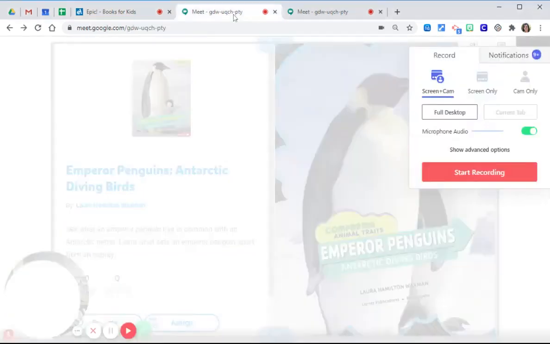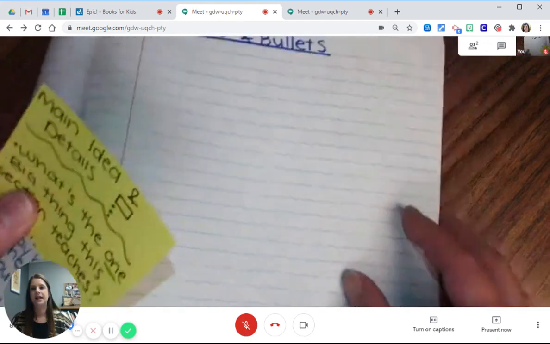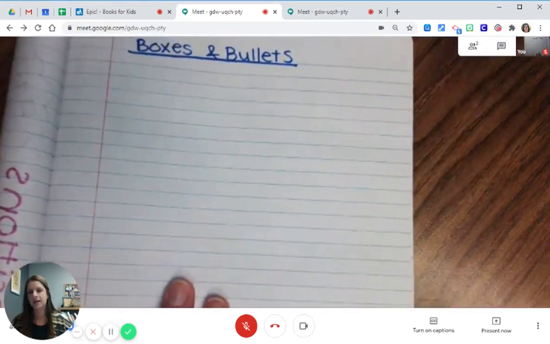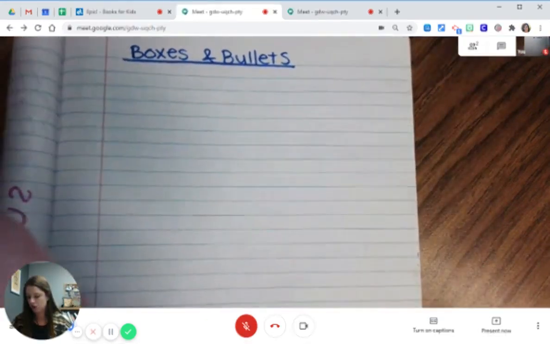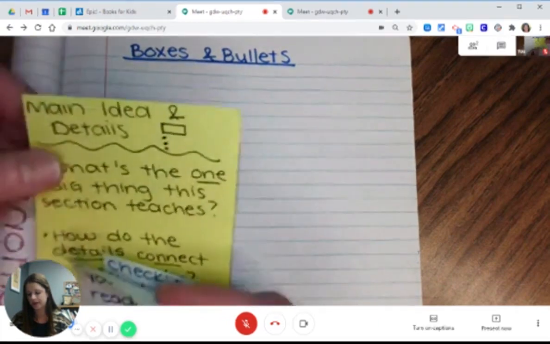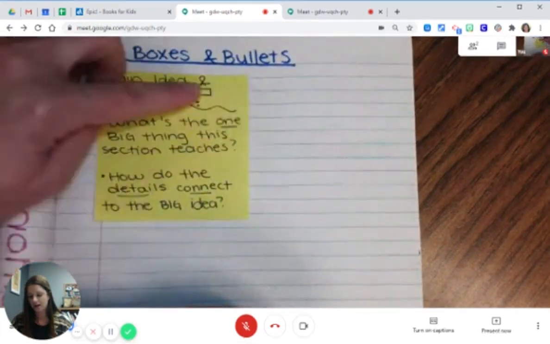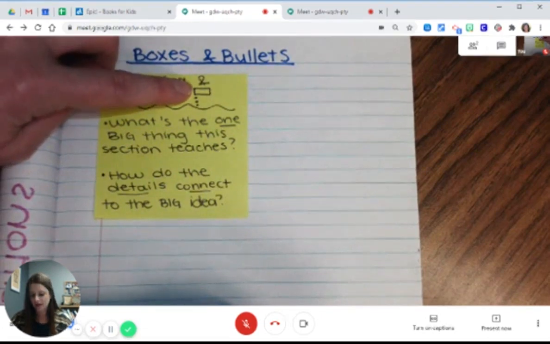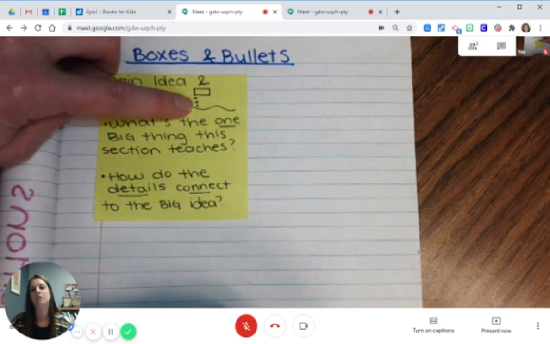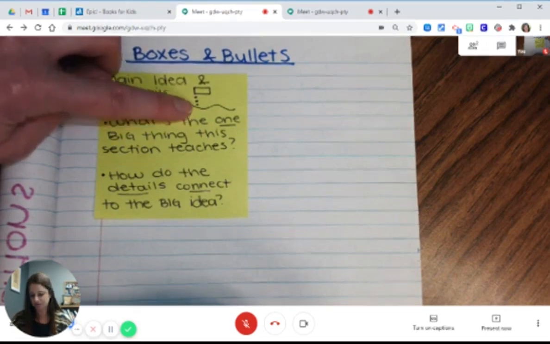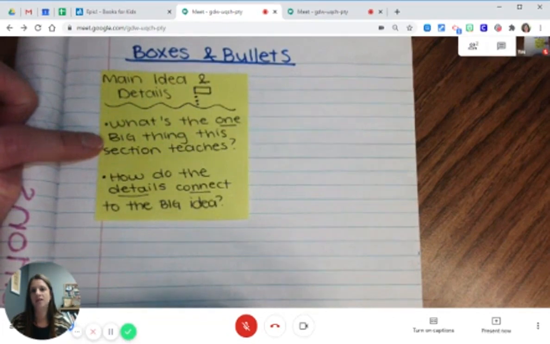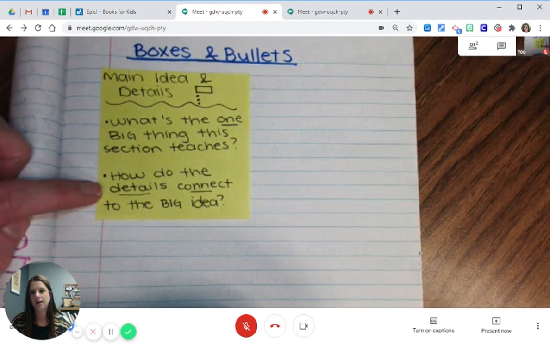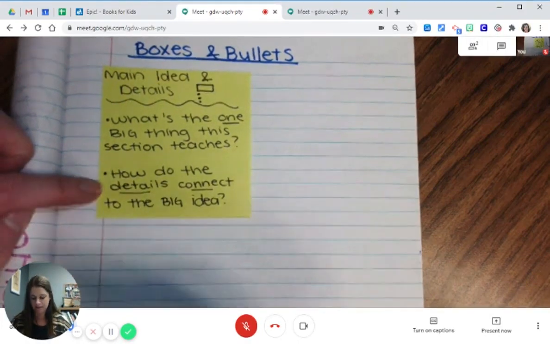So the strategy I want to teach you today is called boxes and bullets. So when we think about the main idea and the details, we think about the main idea being the big box, that big idea, and then the details are the ideas that support the main idea. So we want to think, what's the one big thing this section teaches? And how do the details connect to the big idea?